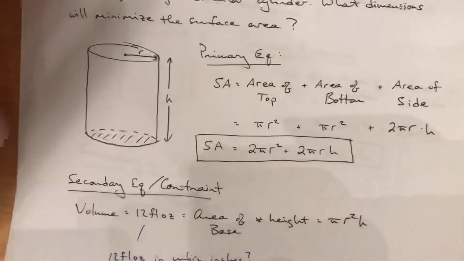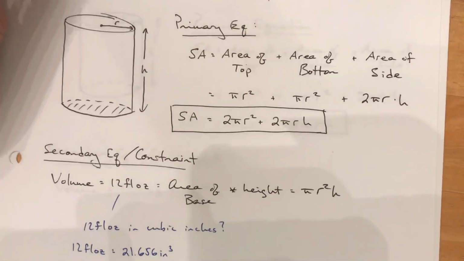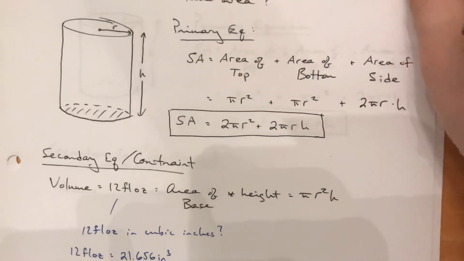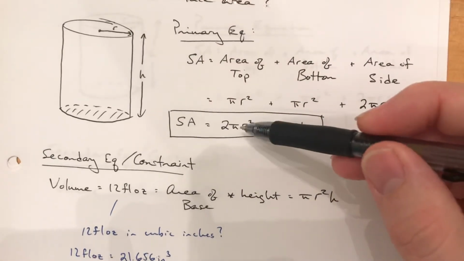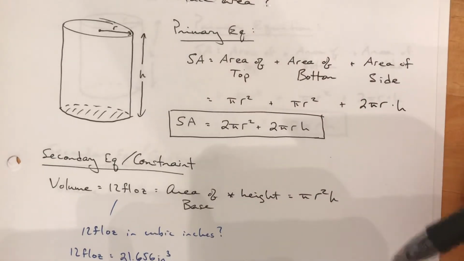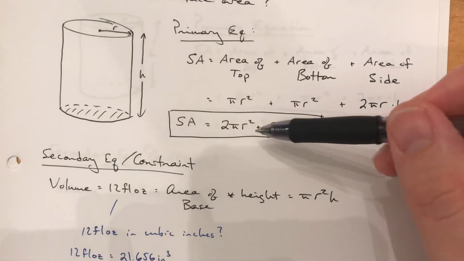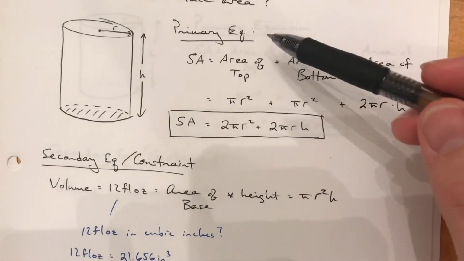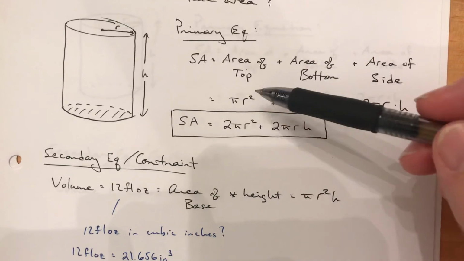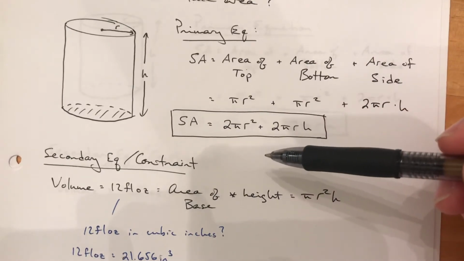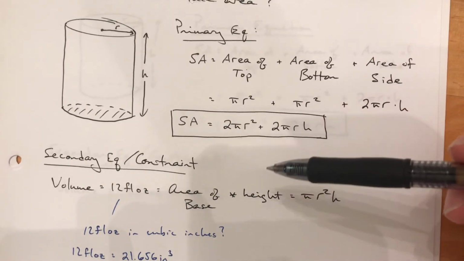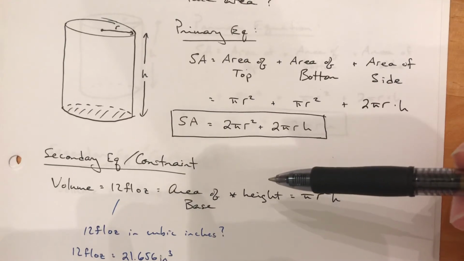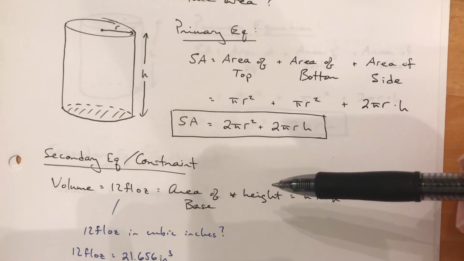And so let's go back just to the very beginning for a minute and look at our primary equation. One of the things I said at the very beginning of the video is that we're kind of assuming that the surface area is proportional to the actual cost. And what we really care about is less about minimizing the surface area and more about minimizing the cost of the can.